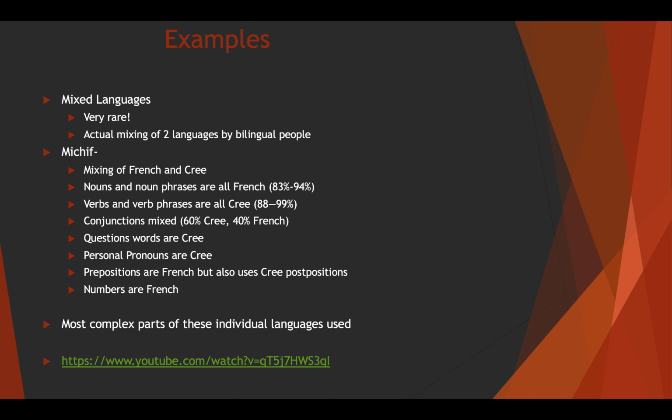So if you can imagine a language where the first half of the sentence is in French and the second half is in Cree, this is what Michif would be. I have a link so you can watch someone speaking Michif. It's a very endangered language. And I really think what's interesting is, in French, the most complicated part of a sentence would be the noun phrase. And in Cree, the most complicated part of a sentence would be the verb phrase. So the people who created Michif didn't take the easy route. They picked the hardest part to make French and the hardest part to make Cree, to make their language.